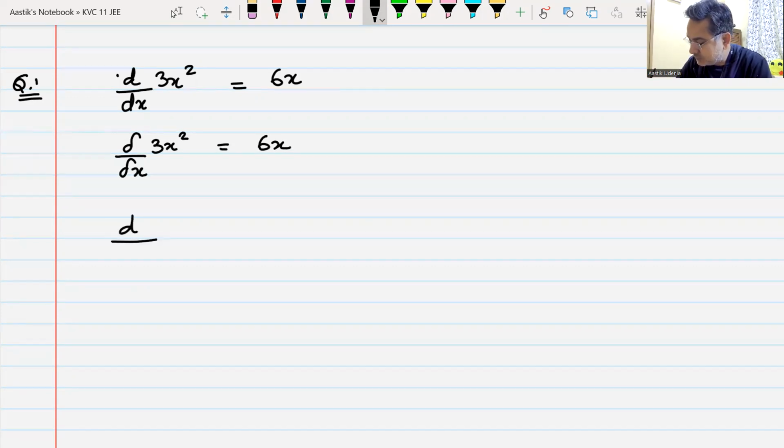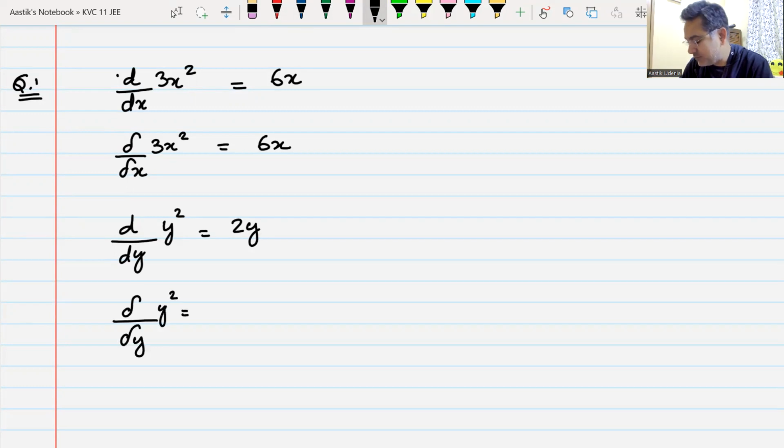If I say the partial derivative of y square, I'm now differentiating with respect to y. Complete derivative of y square is 2y. Partial derivative of y square will also be equal to 2y. So from here it seems like they are the same. What is the difference? There is a difference.